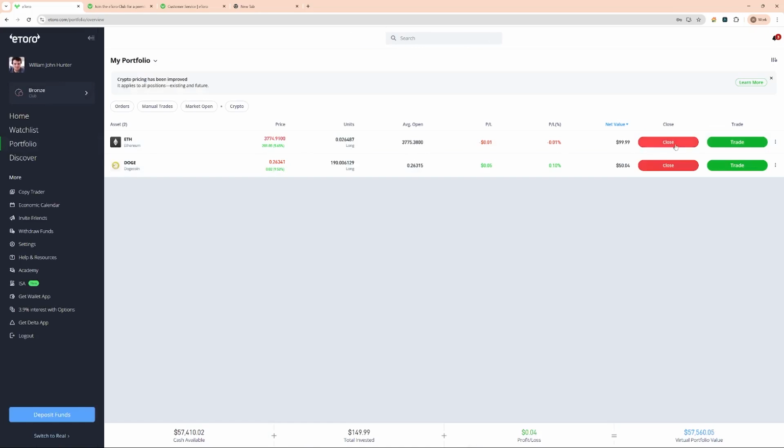And if I want to sell it, I can close the trade. Or if I want to buy more, I can also trade again, doing the exact same thing here. And that is how you buy Ethereum on eToro.